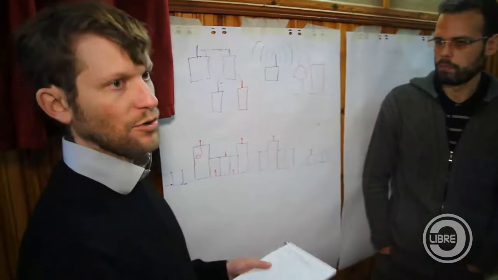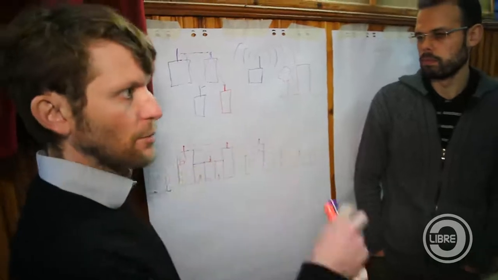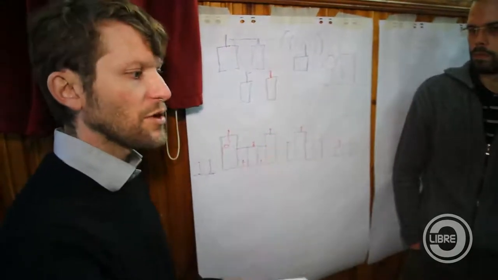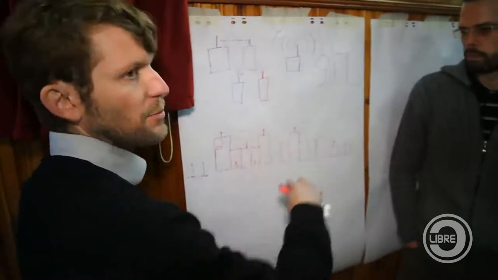That is how the network grows. Once you have a strong neighborhood covering network, you can then put devices in the windows or balconies or on the street, and they will connect up here, and people connect to them.